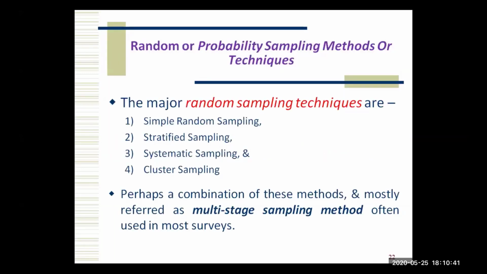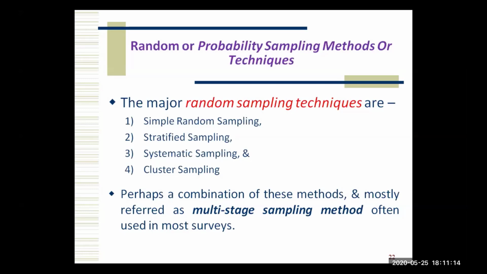The major random sampling techniques, or probability sampling techniques, are the sampling techniques mostly applied in scientific research. They give an equal chance for all elements from the population to be included in the sample. The most common, widely used random sampling techniques are simple random sampling, stratified sampling, systematic sampling, and cluster sampling.